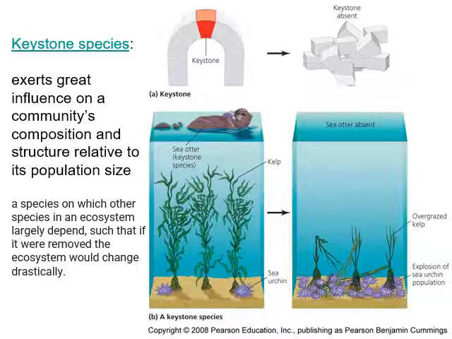So the classic example of this is this ecosystem in the Pacific coast where you have kelp forests. So kelp is a type of seaweed, and sea urchins are the herbivores that are eating the kelp. So the kelp are the primary producers. The sea urchins are your primary consumer, and then you have sea otters that eat the sea urchins, okay?